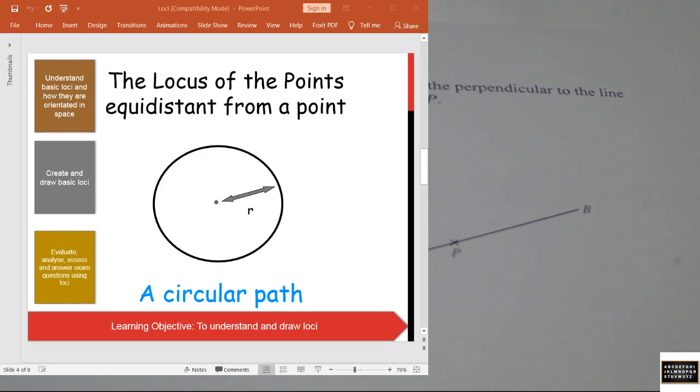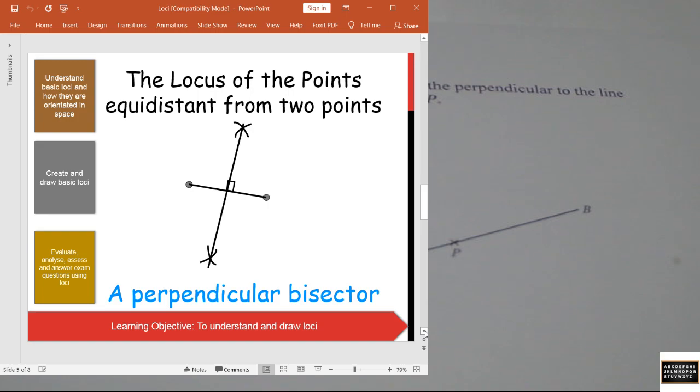This first one is obviously a circle, but it's the language that's quite important. So this one's talking about the locus of the point equidistant from a point. What does that mean? It means everything in that circle is equal distance from the centre. A typical example might be tying your dog up in the back garden, fixing them to a pole, that sort of thing. So you can see that's a circular path. That one you certainly have to be aware of because it's used quite a lot, and we'll see it today.